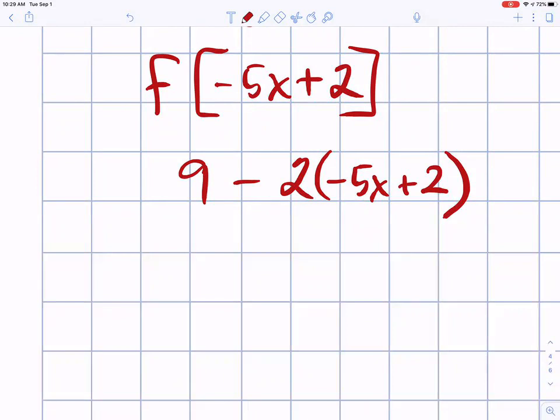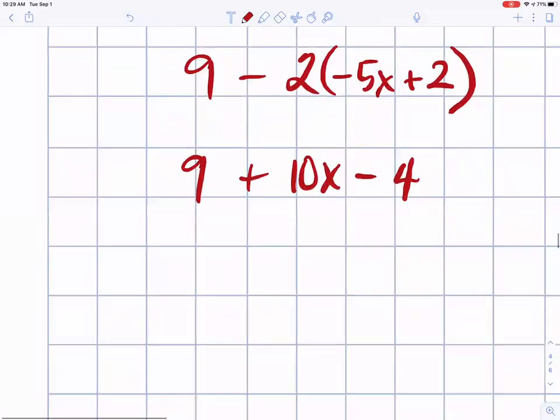Have you cleaned it up yet? 9 minus negative 10x plus 4. So instead of writing 9 minus negative, may I write 9 plus, yeah, plus 4 or minus 4? Yes, minus 4. Why? Because it's negative 2 times minus 4. You're going to leave it like that? Combine your like terms. What do you get? 10x plus 5.